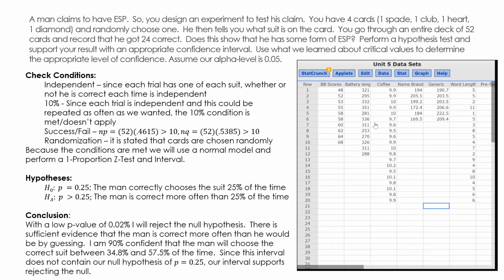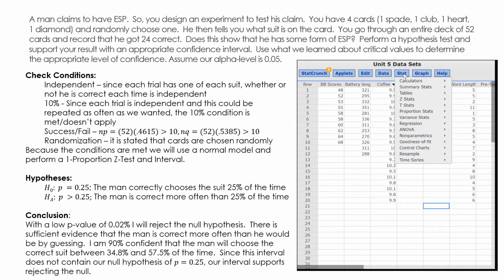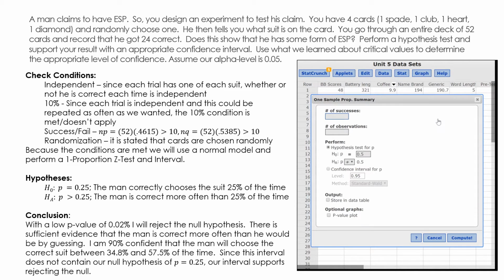So now I have to actually do the calculations in StatCrunch. Again, this is a proportions question, so I'm going to go to Stat, and I'm going to go to Proportion Stats, and I'm going to go to One Sample with Summary. And what I need to do there is enter the number of successes: he got 24 successes out of all 52 cards. So he went through the 52 cards, 24 were successes. And the question is, does he have ESP?